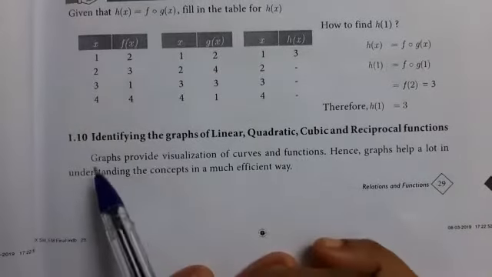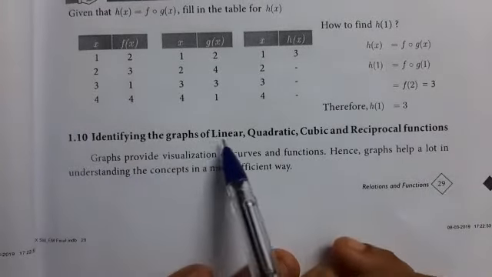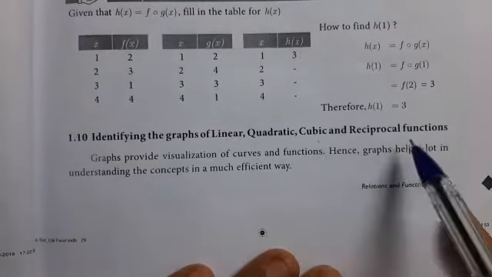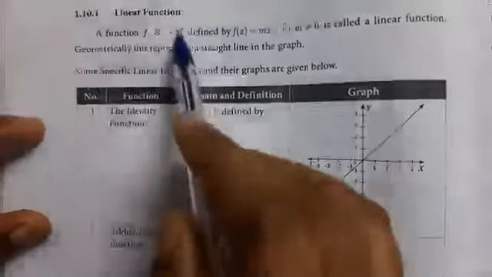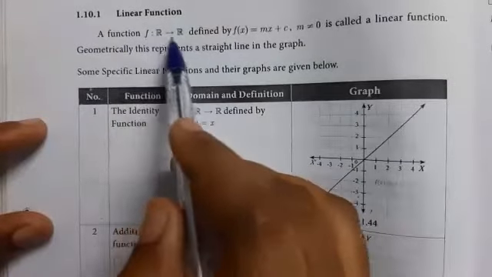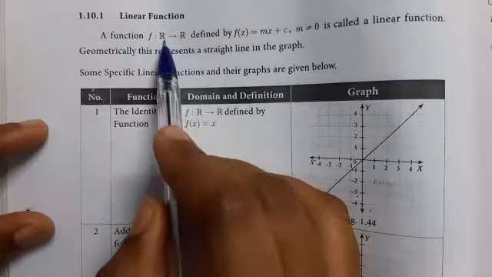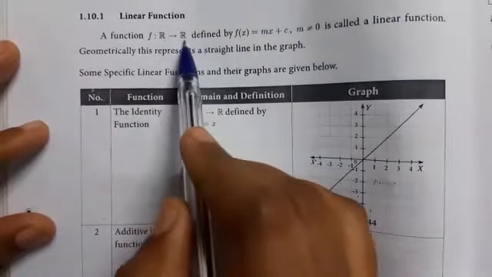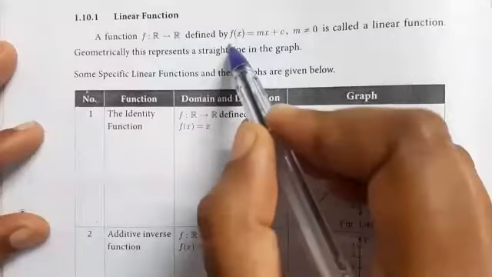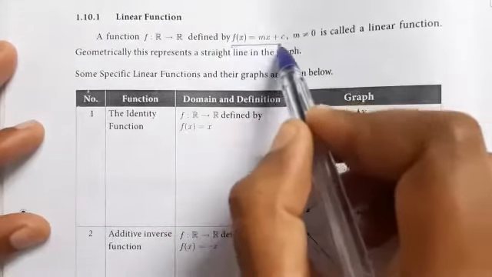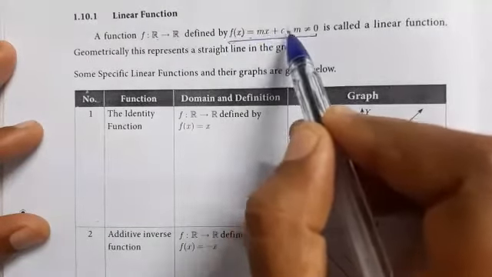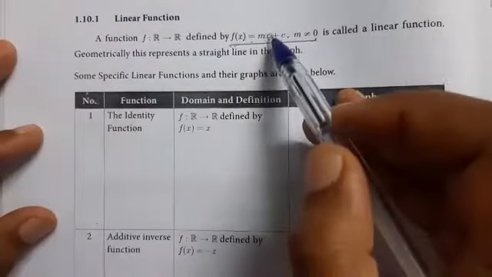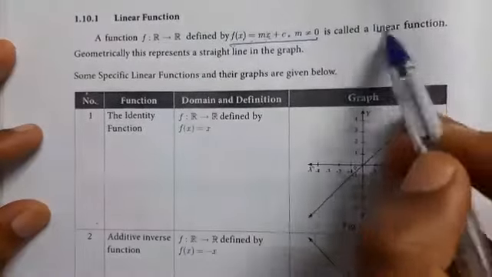Students, you must know about the graphs of linear, quadratic, cubic and reciprocal functions. See the linear function, a function f from R to R. R is real number to real number, defined by, always the linear function is denoted by f of x is equal to mx plus c. The power of x is 1, that is linear function.